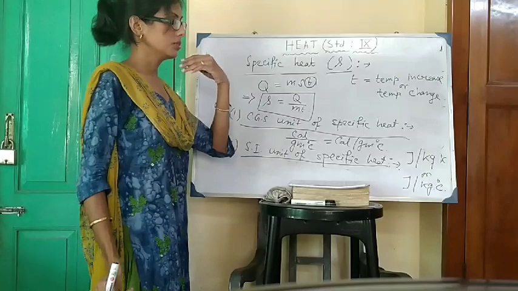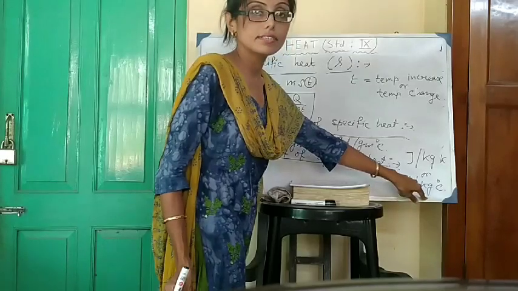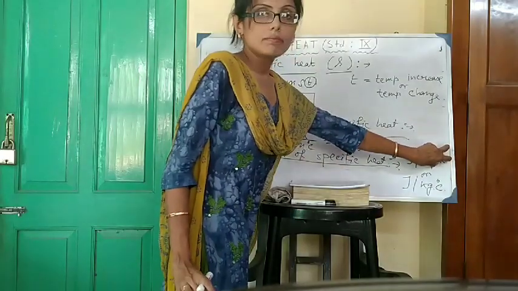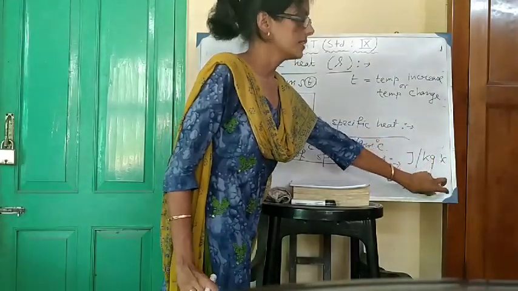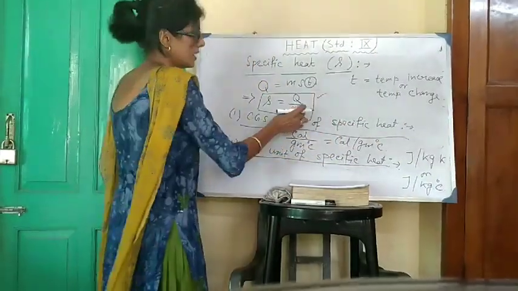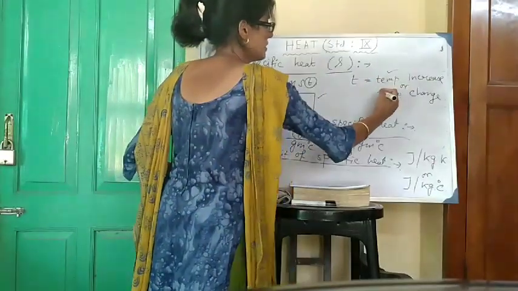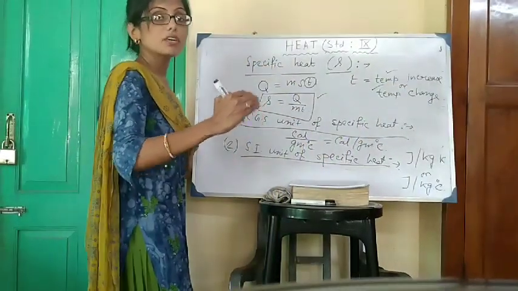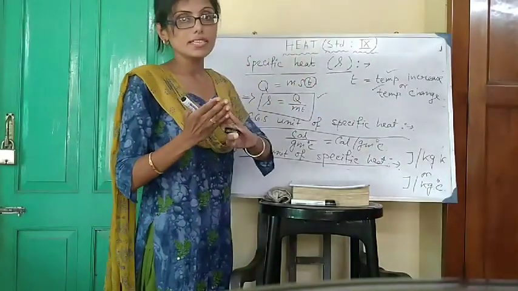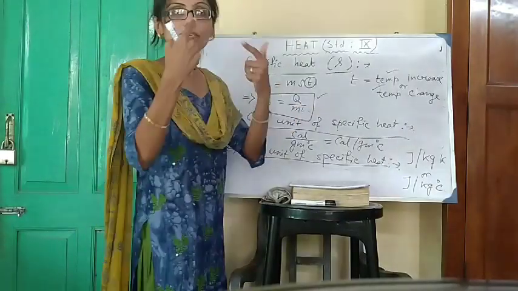One question you should ask: why Kelvin? Joule per kg Kelvin and joule per kg degree centigrade both are the same. Are Kelvin and degree centigrade the same? No. A particular temperature in the Kelvin scale and a particular temperature in the Celsius scale are not the same. But if you follow this formula, in the denominator there is T. What is T? T is temperature increase or temperature change. Previously we had done that increase in temperature in Celsius scale and increase in temperature in Kelvin scale both are the same.